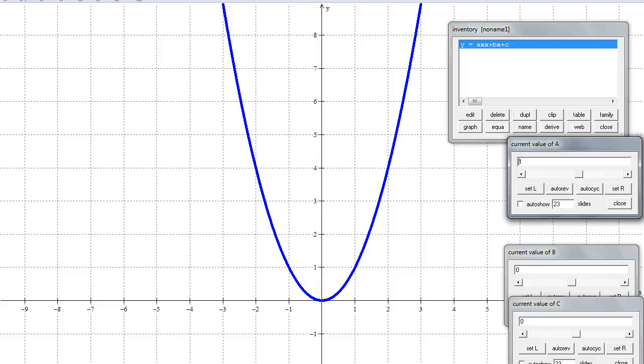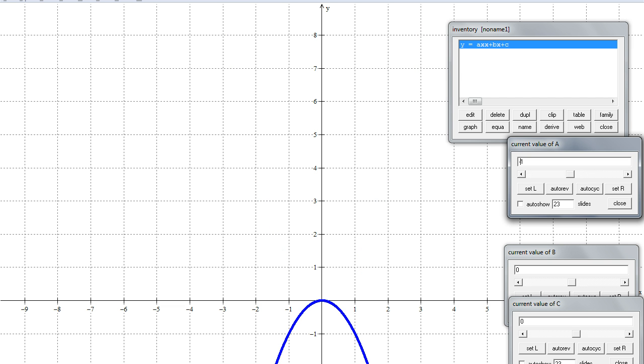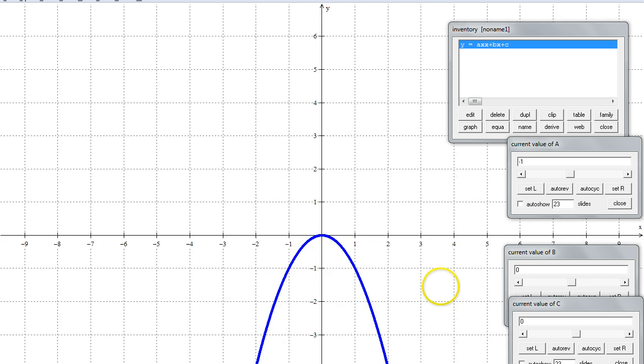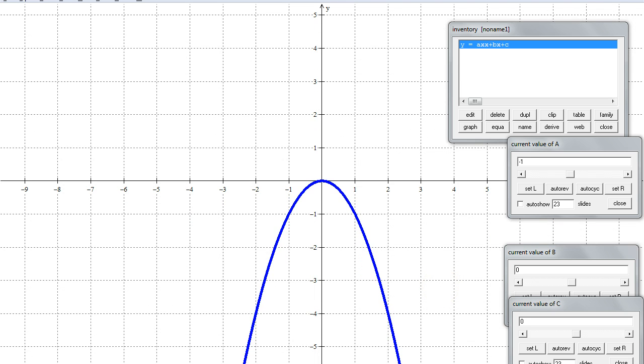What would happen if I were to plug in a equal to negative 1? It will be the other way around. Look, negative 1. You see? I can move it down a little. It's down here. You see, it opens downward. Does this make sense?